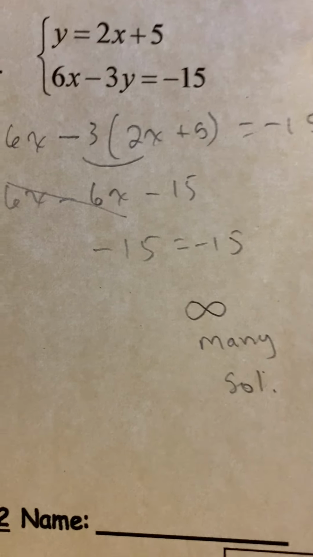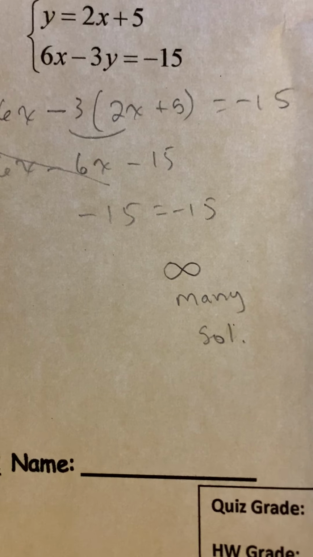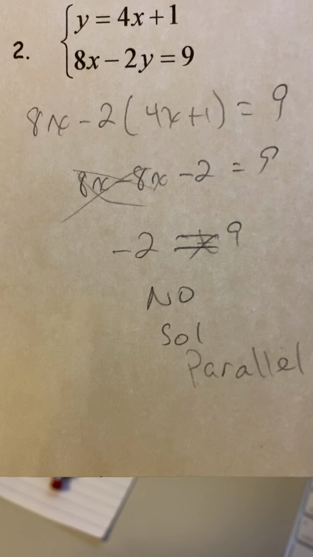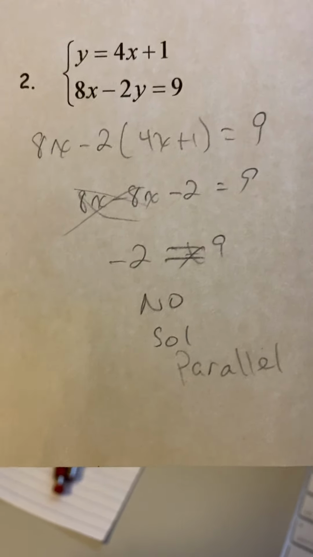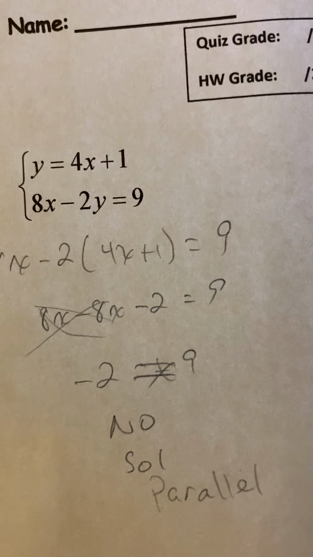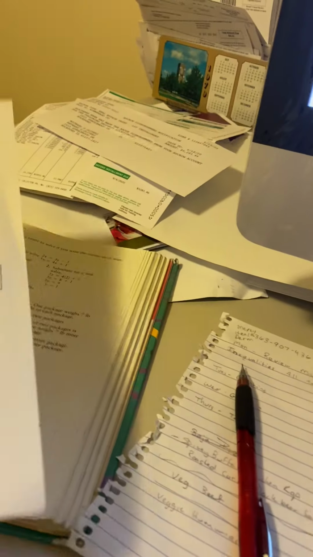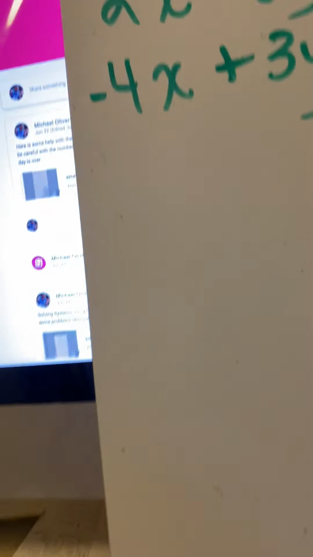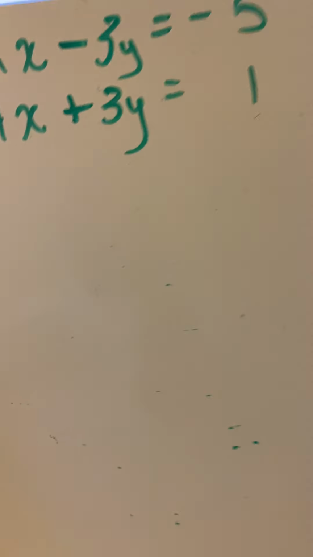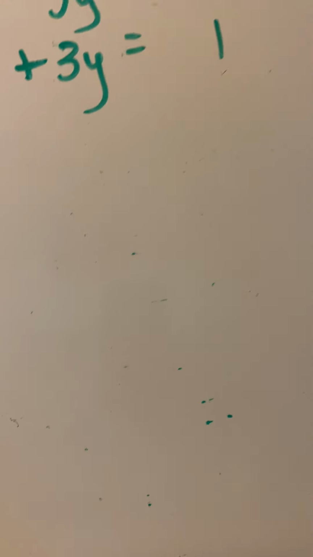You could have even come out and said parallel lines. Okay, they're the same line, not parallel. Down here, when it came out to be -2 is equal to 9, there's no solution. Or 0 is equal to -11. No solution. It's not correct. So if you need, I'm going to post another worksheet on the substitution method later today, just for you to be able to practice on.